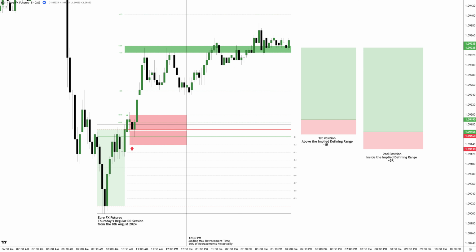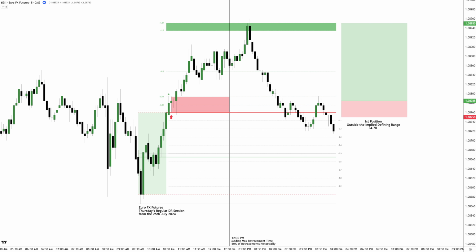Thursday's regular DR session from the 8th August 2024. Your first entry outside the implied defining range in the first time and price retracement area would have been stopped out, but the second one, with your stop loss 2 ticks below the minus 0.2, would have given you 5R, making it a total of 4R for the day.